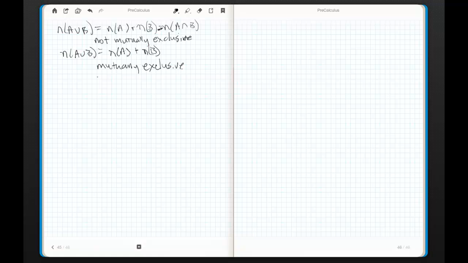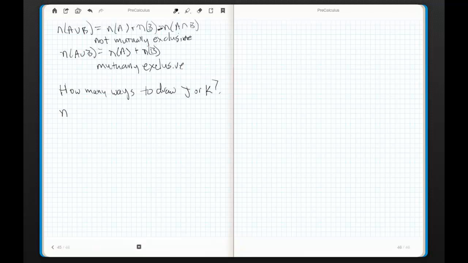So, for example, how many ways can I draw one card out of a deck of cards and have it be, excuse me, either a jack or a king? So the question you've got to ask yourself is, is it mutually exclusive? Is it possible to draw a card and have it be both a jack and a king? Of course the answer to that is no.